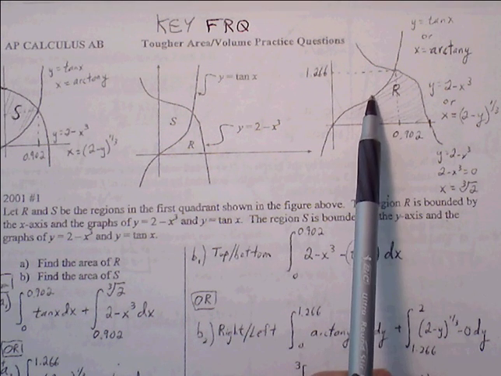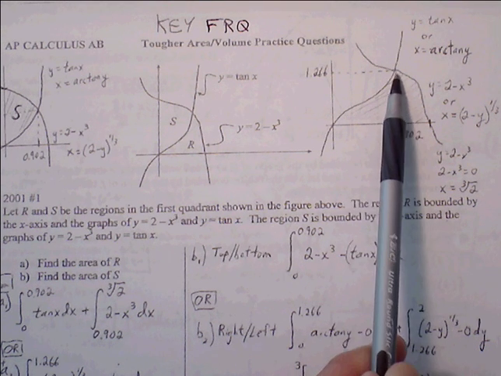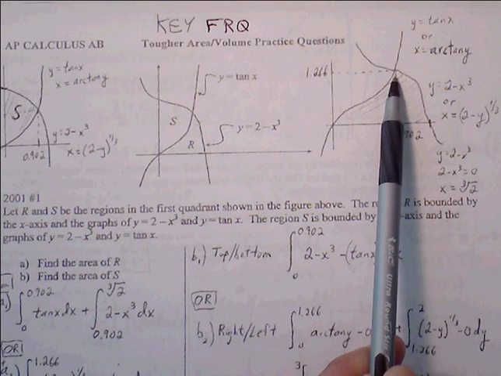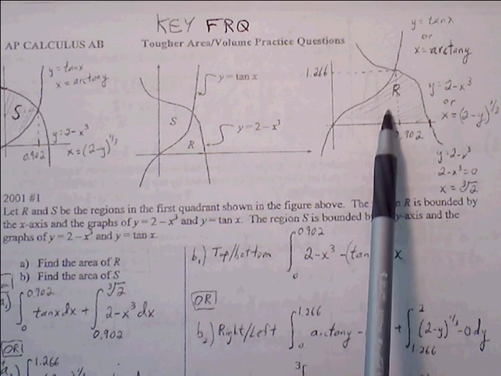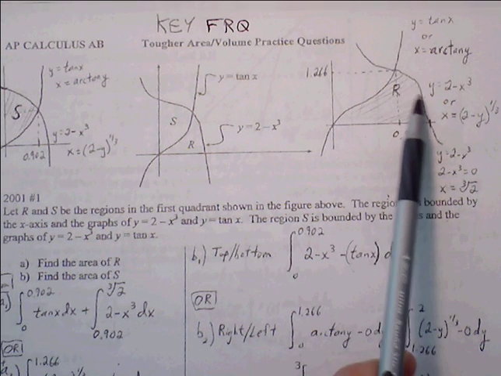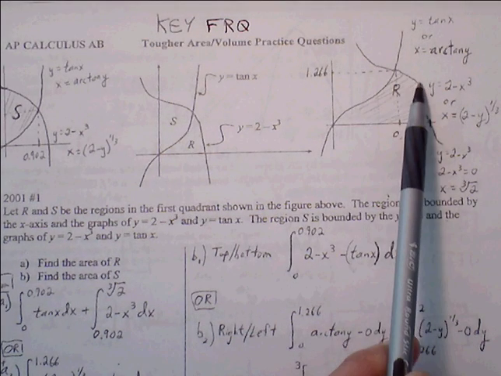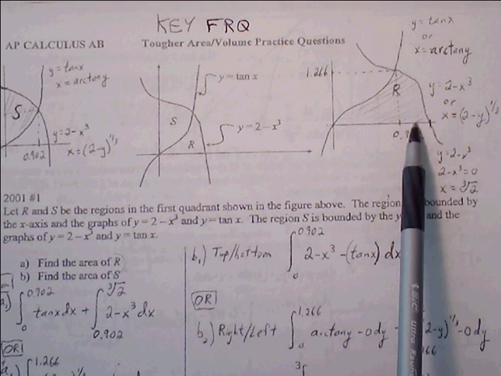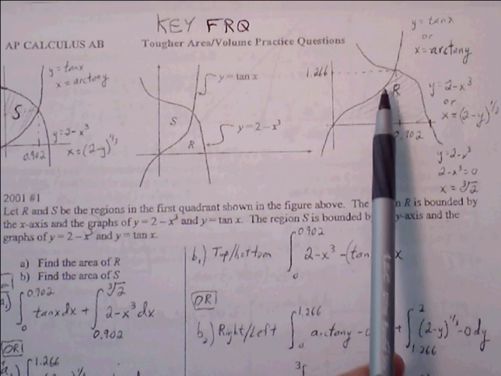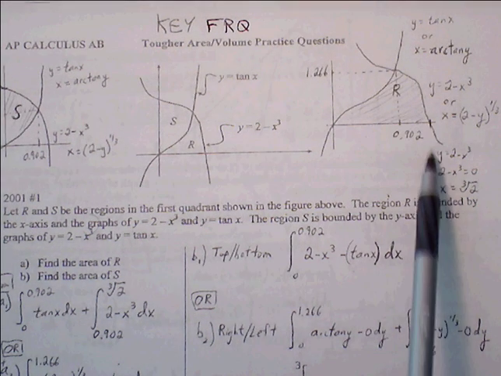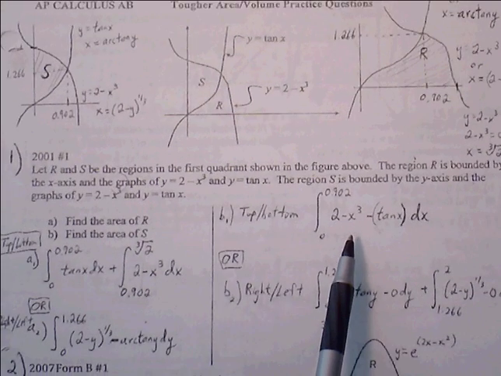And we can do top minus bottom for this region. So this will be tangent x minus 0 from 0 to 0.902. 0.902 is the x value of the intersection between the two curves. That will be the area of this first, left region. And then the right region will be top minus bottom with a different top curve, which will be 2 minus x cubed. So it'll be 2 minus x cubed minus 0 between 0.902 and this x-intercept, which is, if we set y equals 2 minus x cubed equal to 0, x equals cube root of 2. So that is one way that we can find region R.